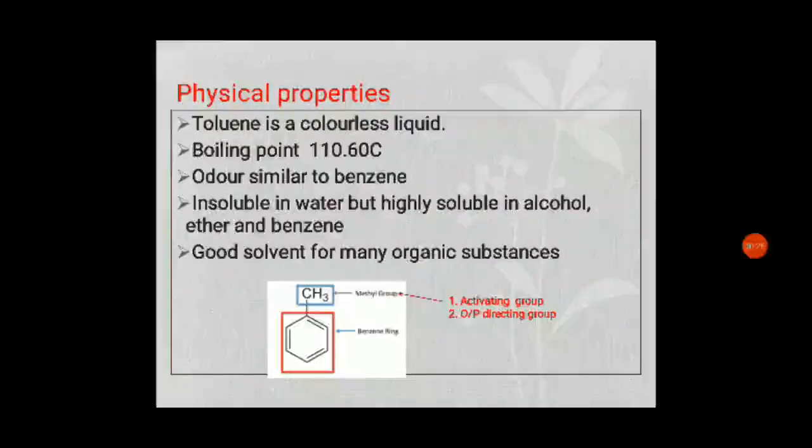Toluene is insoluble in water, but it is highly soluble in alcohol, ether, and benzene. It is a good solvent for many organic substances. Now, this is the structure of toluene. We know that this is the arene part, the benzene ring, and the upper part is the methyl group.